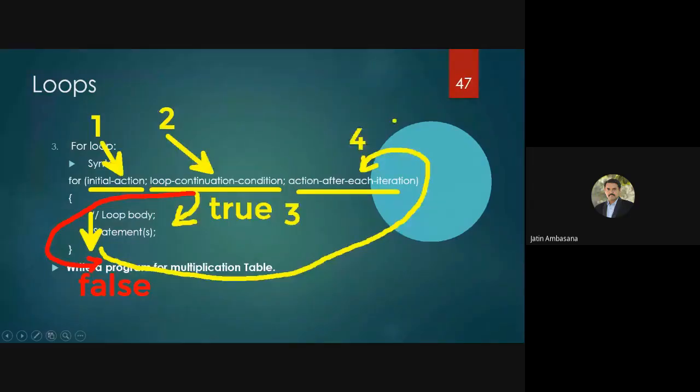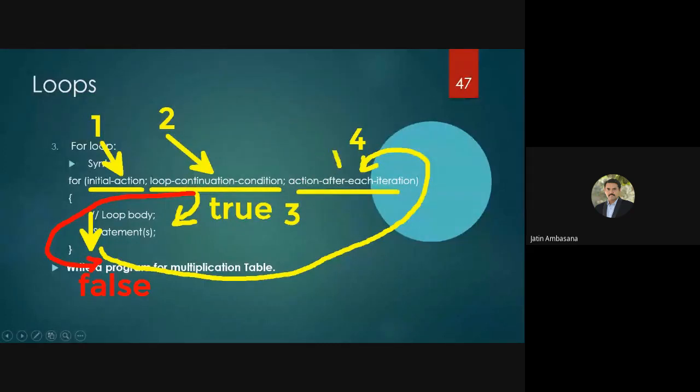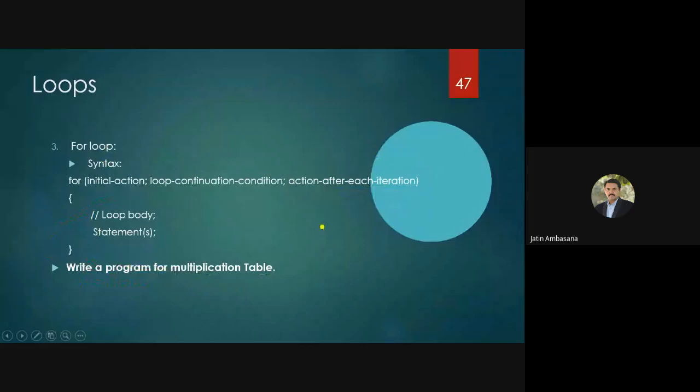This is the fourth part. So first is the initial action, second is to check the condition, third is to execute the statement if the condition is true, fourth is to do the action after iteration, and similarly again, now continue from here. From here it will not go over here. This part, number one, is executed only once, okay, in the starting. Then after this 4, it will directly jump to the second, and then the cycle will continue. Second to 3, 3 to 4, in that way it will continue, okay.